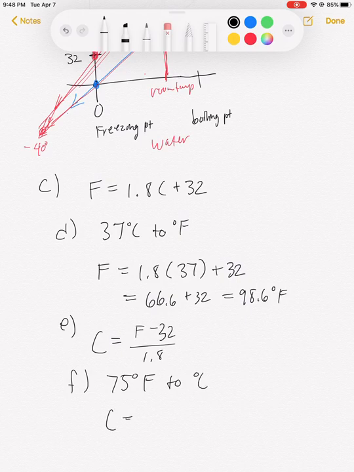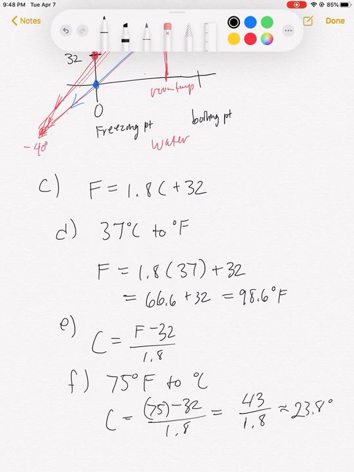Okay, so our Celsius is equal to 75, go ahead and drop our units for a sec, minus 32, divided by 1.8. 75 minus 32 is 43. Divided by 1.8, you get approximately 23.8 degrees Celsius. Okay. So those are our answers for these sections here. So 23.8, about 24 or 25 degrees, is room temperature. That's why we studied that one.